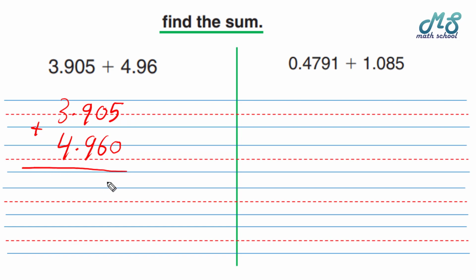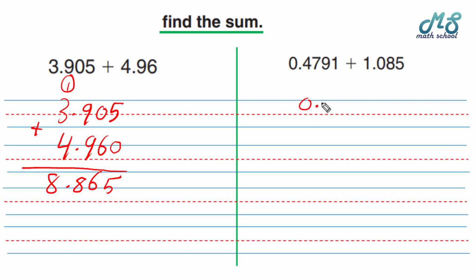5 plus 0 is equal to 5. 0 plus 6 is equal to 6. 9 plus 9 is equal to 18. Write 8 and carry 1 over 3. Bring down the decimal point first. 4 plus 4, it will be 8. So we get 8.865. Next, by the same way, align the two numbers above each other.